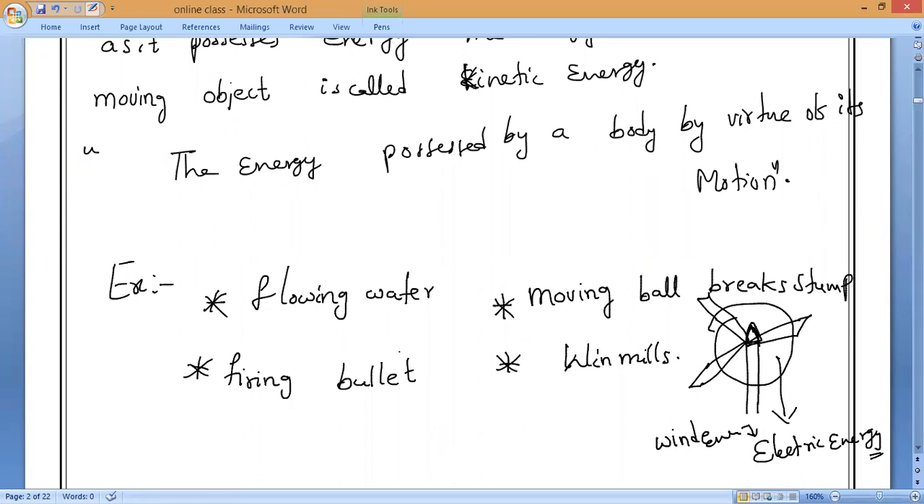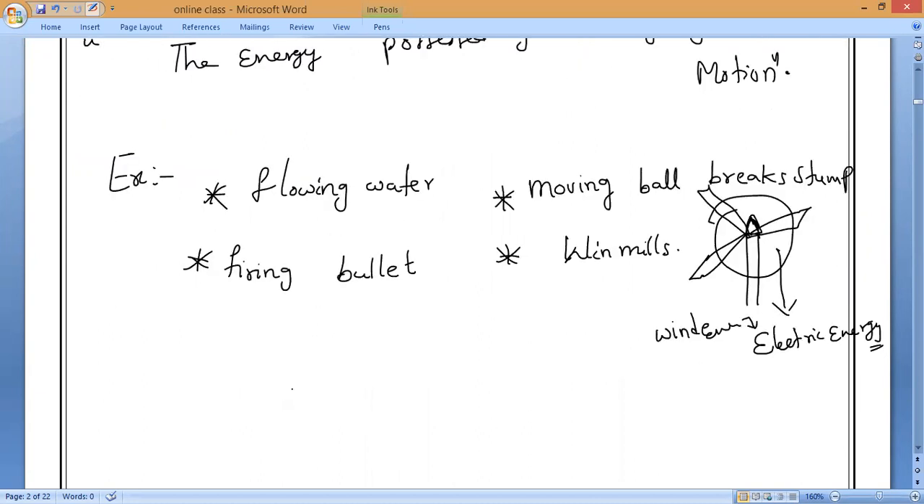Sir, can you explain kinetic energy again? Okay, Omar. Suppose you want to go from here to here. You are at position A and you want to reach position B. Standing here, will you automatically reach point B? Is it possible? No, sir. Now what will you do? You will start by walking.